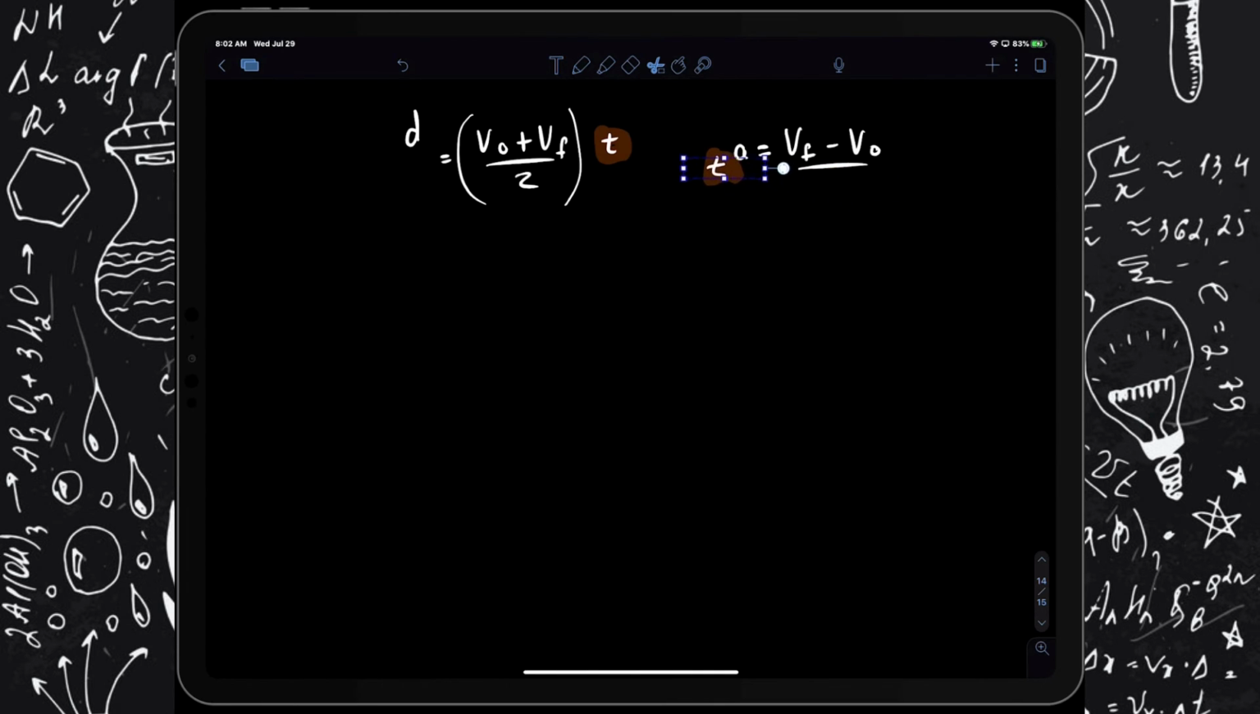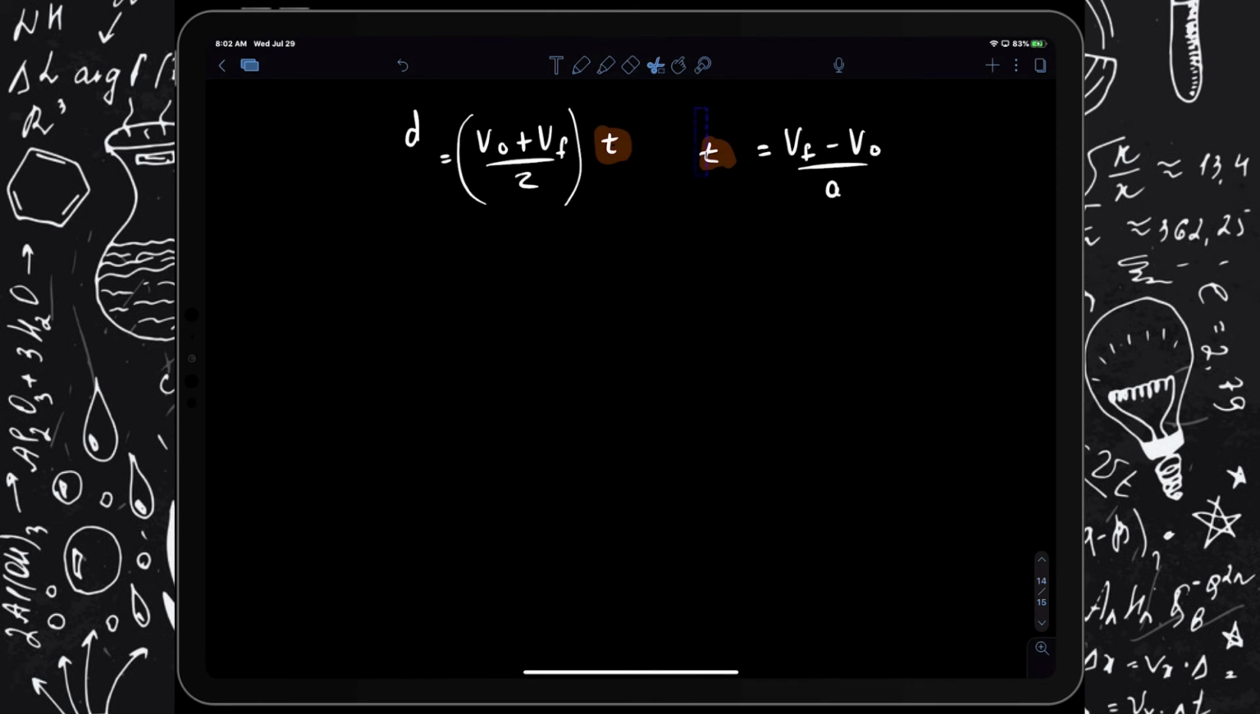So I'm going to multiply both sides by time, and I'm going to get the a here. If I get this correctly, I want the acceleration on the bottom like this. So I would divide both sides by a.